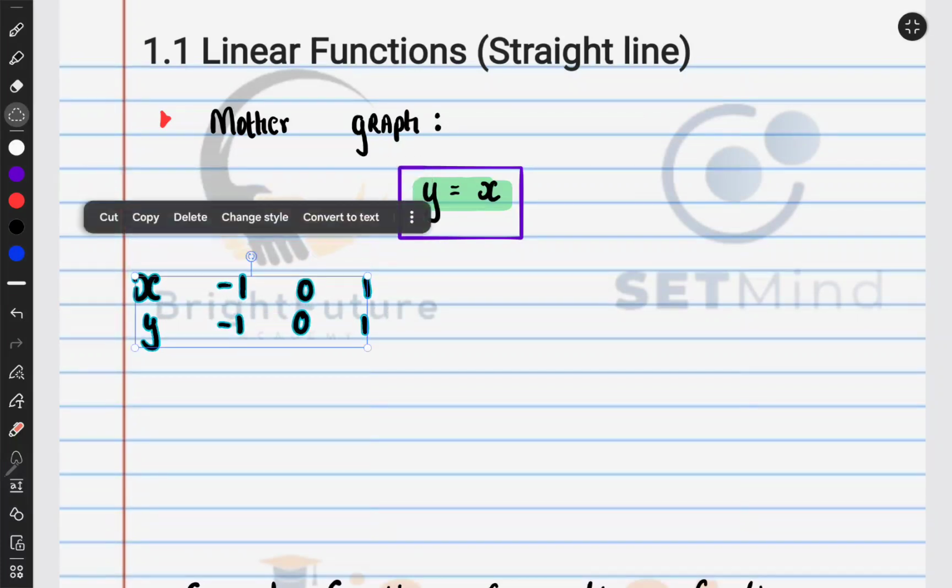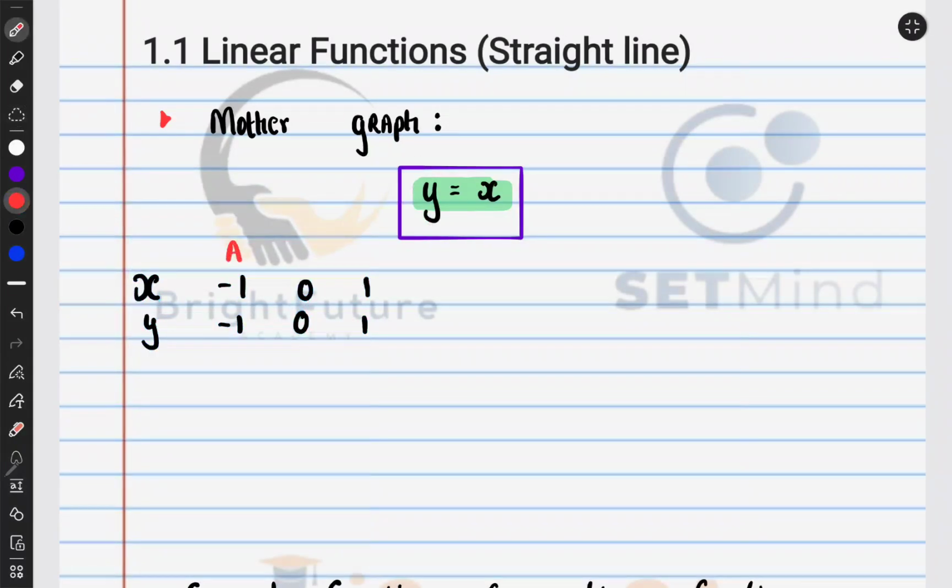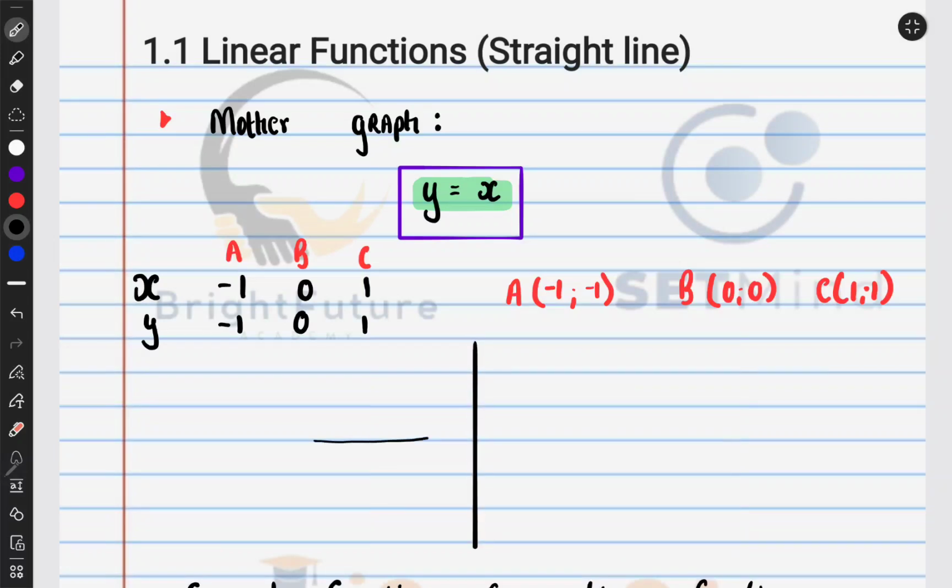We can even name these coordinates. We can call them A, B, C. These are three coordinates, and following the coordinate notation, we can write them as such. What are the coordinates of A? It is -1 and -1. The coordinates of B are 0 and 0. The coordinates of C are 1 and 1. Okay, and then let's quickly sketch the mother graph of the linear functions.